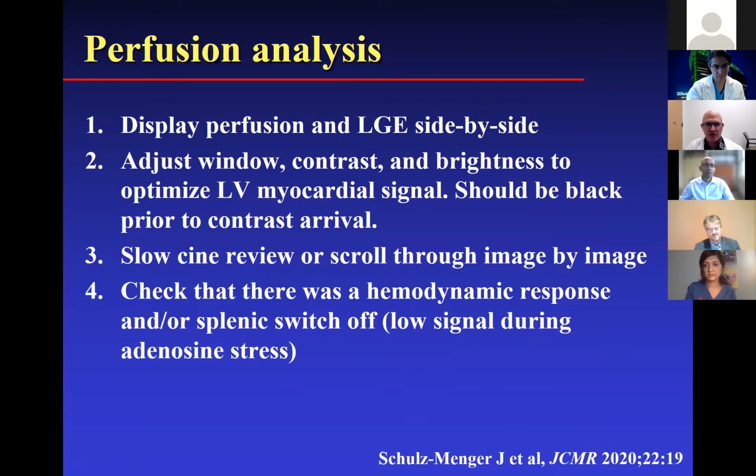You want to adjust the window, contrast, and brightness to optimize the left ventricular myocardial signal. The signal should be black prior to contrast arrival. You want to look at the cine images of the perfusion on a slow image review, because if it goes by too quickly, you can miss the hypoperfusion.